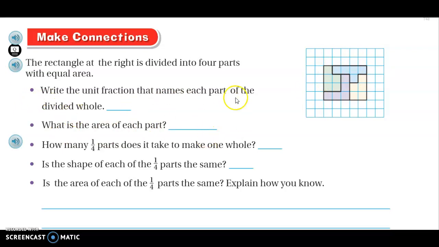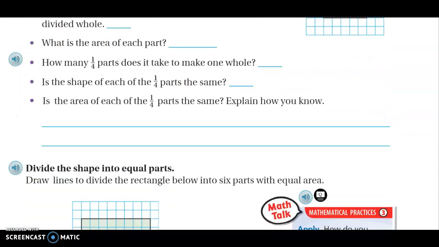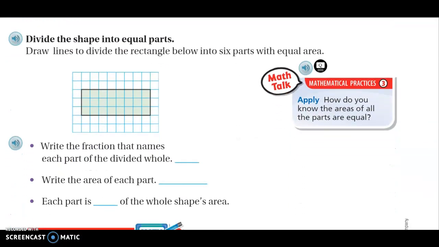All right, let's scroll on down here. Let's see what's next. All right, so now you're going to get to work a little bit. I did a lot of the work. Well, actually, I did all the work on the first one. Time for you guys to get to work. So the first one, it says, draw lines to divide the rectangle below into 6 parts with equal area. 6 parts with equal area.